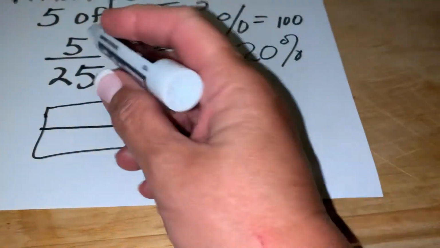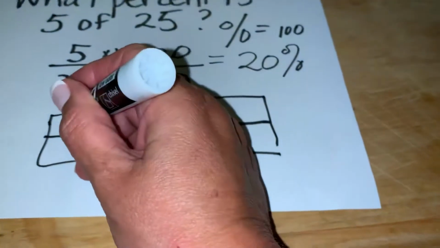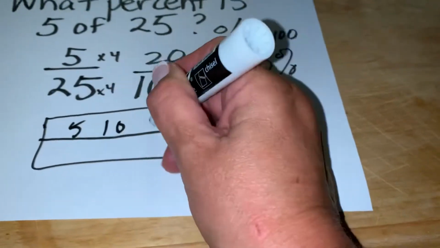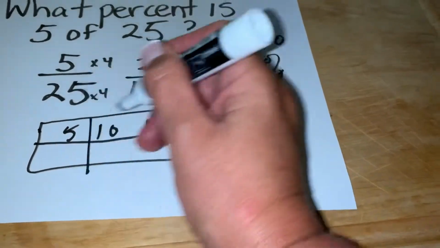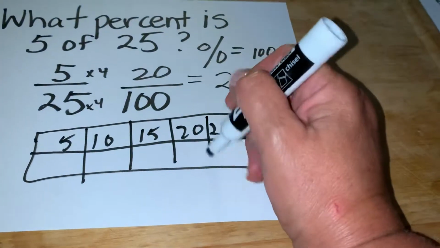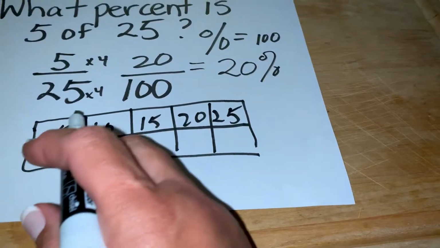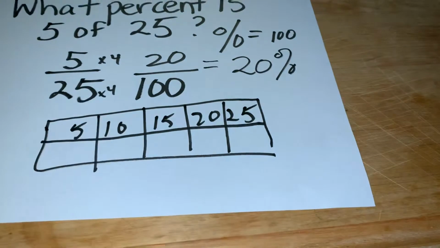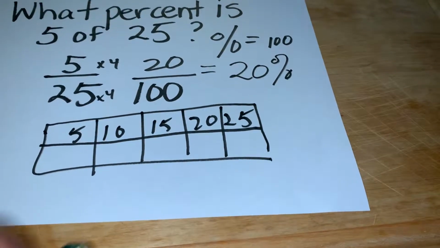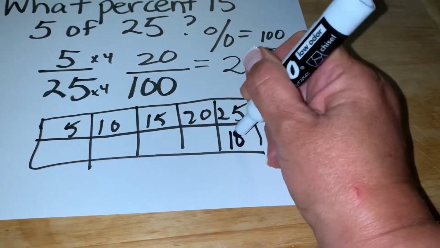And let's talk about skip counting our 5s up to 25. 5, 10, 15, 20, 25. And let's make our bars like that. So there we have our 5 out of 25. Now we know that 25 represents all of the set. So 25 would match 100%.